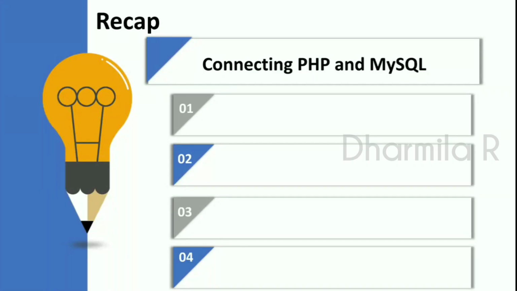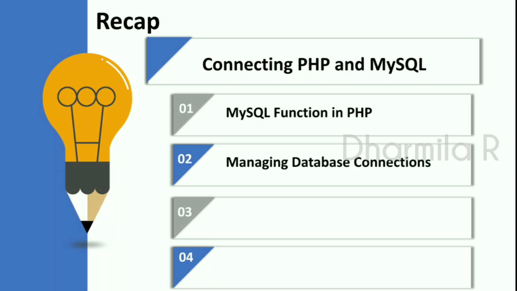So let us quickly get into the recap of chapter 9, that is connecting PHP and MySQL. We have learned about MySQL functions in PHP, managing database connections, performing queries, and closing functions. So totally 3 functions. To create a connection, we have one function, and to perform queries, and to close the connection. So these three are the functions explained in this chapter.